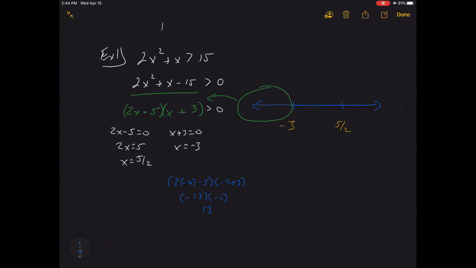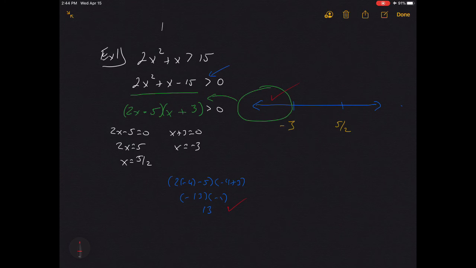Is positive 13 going to satisfy my inequality from right here? Well, I wanted my value to be greater than 0. 13 is definitely greater than 0. So this is a good section. This section right here works. This is exactly what I was looking for. All right. So I put a check mark up in there. That's going to indicate that section is good.